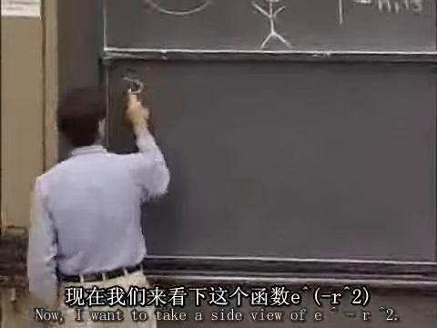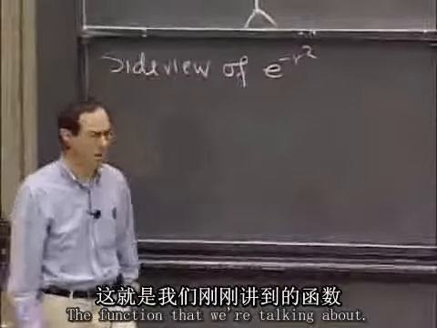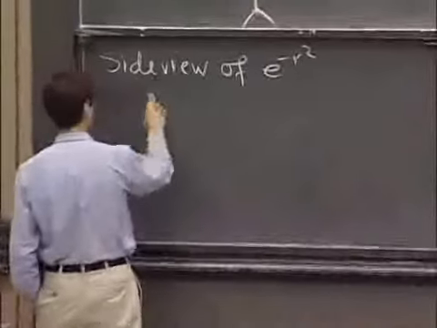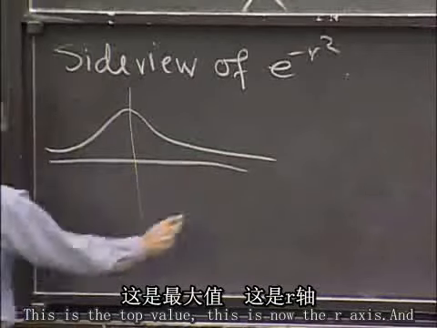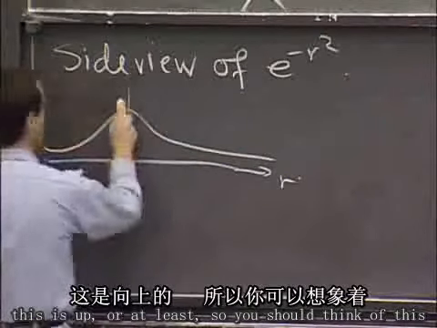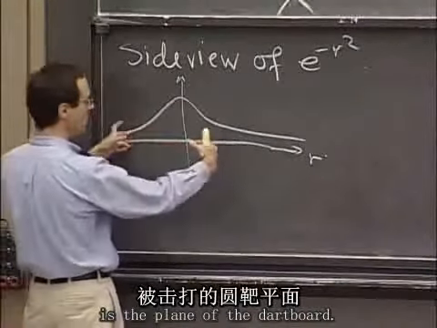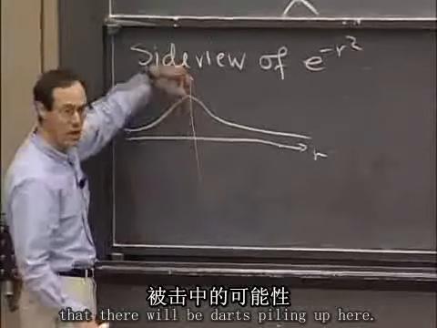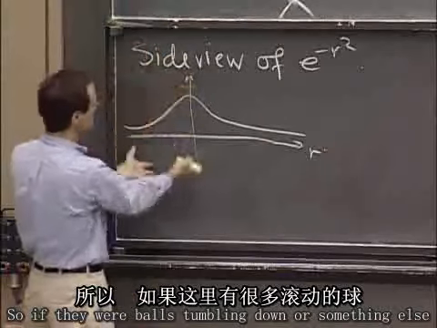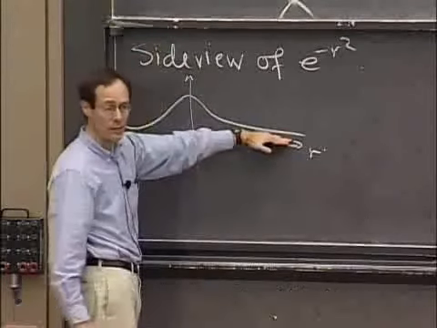Now I want to take a side view of e to the minus r squared, the function that we're talking about. Again, that's the bell curve, and it sort of looks like this. This is the top value. This is now the r-axis. Think of the horizontal as the plane of the dartboard, and the vertical as measuring how likely it is that there will be darts piling up here. If they were balls tumbling down, many of them would pile up here, and many fewer would pile up farther away.